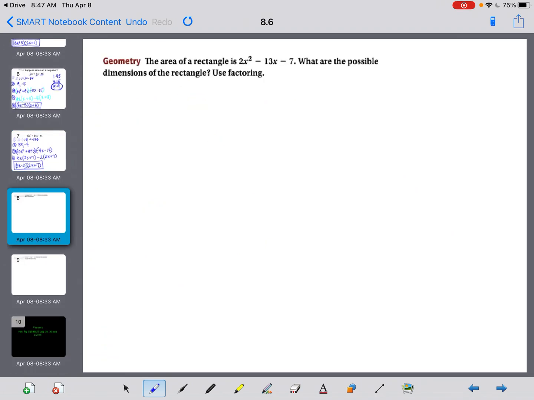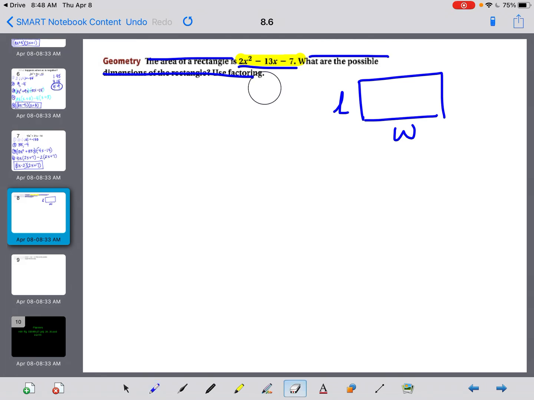All right, we're going to wrap it up with some word problems. The area of a rectangle is 2x squared minus 13x minus 7. What are the possible dimensions? Use factoring. Okay, remember that a rectangle is just the length times the width. So I'm really just looking for what 2 things do I need to multiply to get this number. So all I'm doing, if we don't pay attention to any of these words other than this one that says factoring, is that I'm factoring these to find out what I'm multiplying.